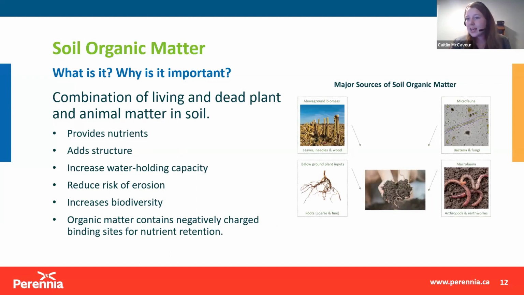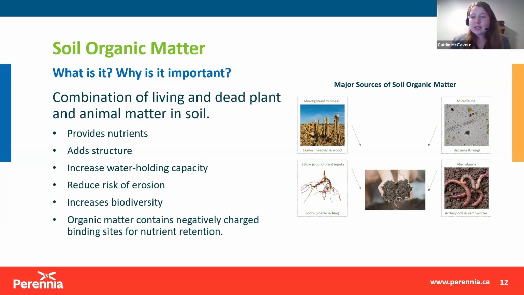And so the second thing to look at on your soil test report is your soil organic matter. And your soil organic matter is really, of this report, your best indicator of overall soil health because it plays a role in many things in the soil. So it can help with nutrient cycling, it helps contribute to soil structure, increase water holding capacity, reduces the risk of erosion, increases biodiversity, and it also has these negatively charged binding sites that helps with nutrient retention, which we'll talk about a little bit more after.